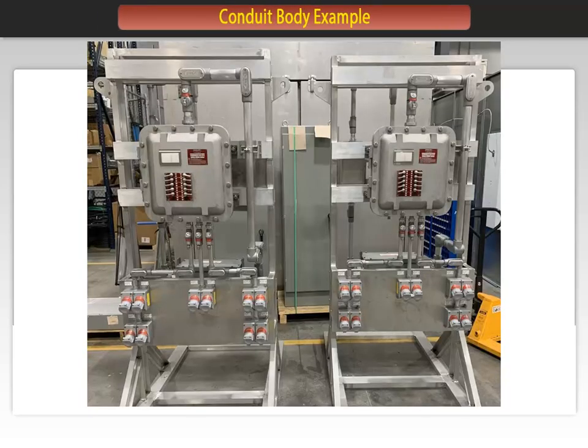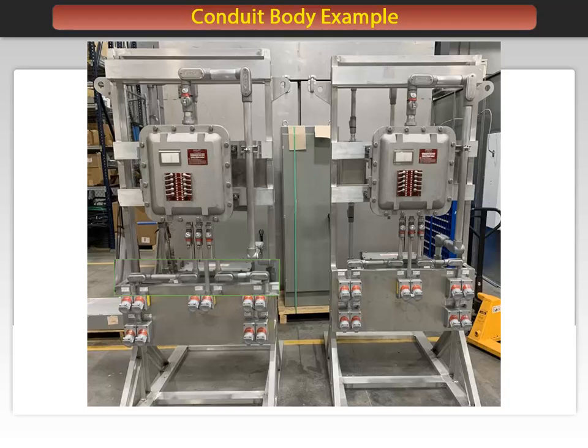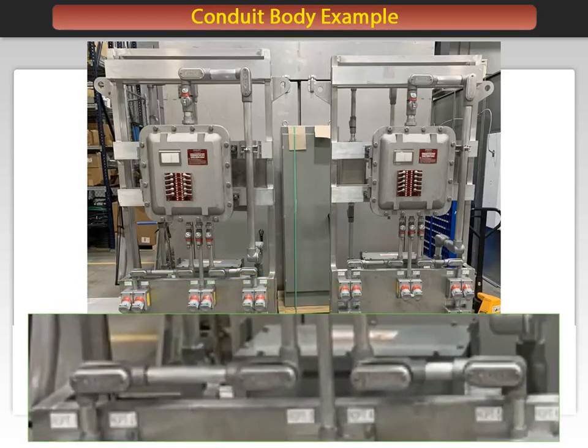Let's look at another example of using conduit bodies to design a switch rack. This image shows an explosion-proof panel board on a switch rack. Note the conduit bodies highlighted here. They're used in this application to route conductors from the branch breakers in the panel board to the connection receptacles.